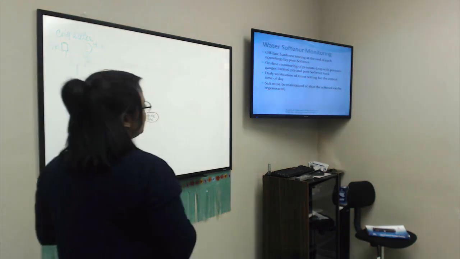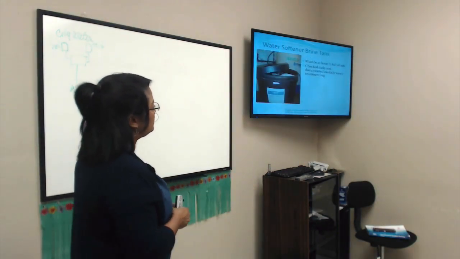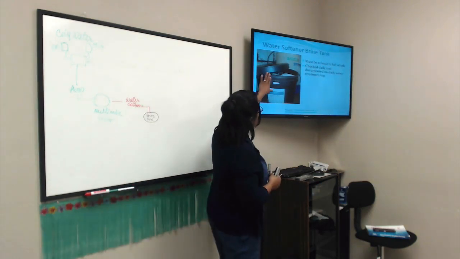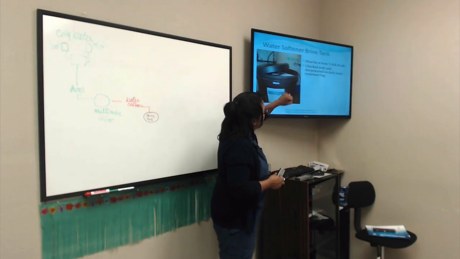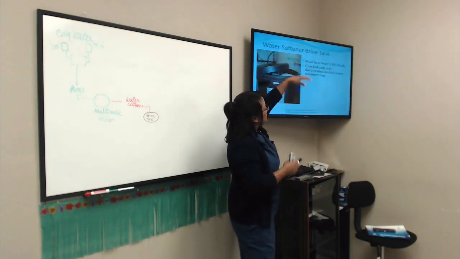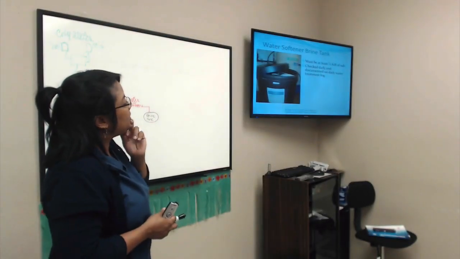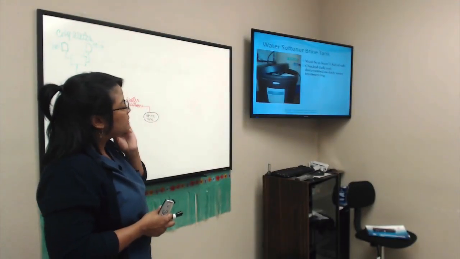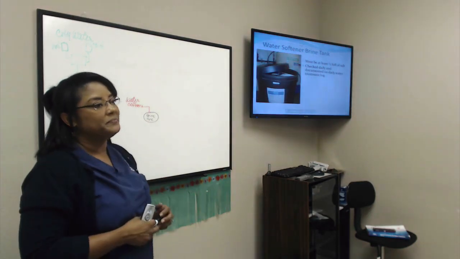Okay, and then the salt must be maintained so that the softener can be regenerated. Okay, so that's how the brine tank looks. This is the brine tank. And these are salt pellets, see? And then this back here is a tank, that's the softener. The brine tank should be at least half full of salt. It should be checked daily and documented on the daily water treatment log.